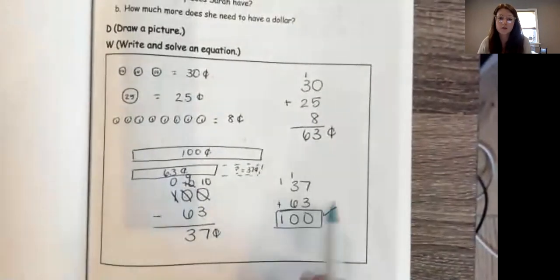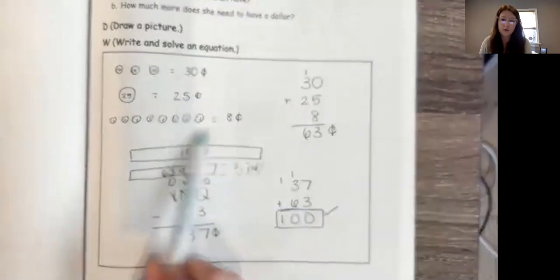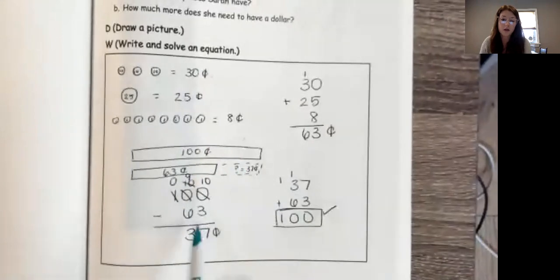So altogether, we know that Sarah had 63 cents. In order for her to have 100 cents or $1, she needs 37 more cents. Great job, guys.